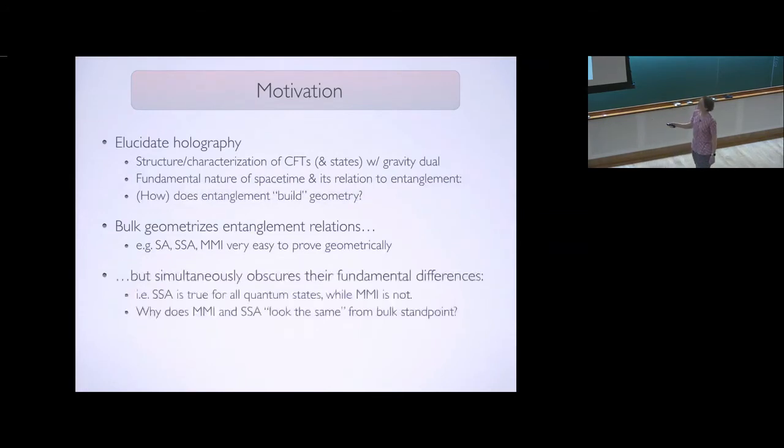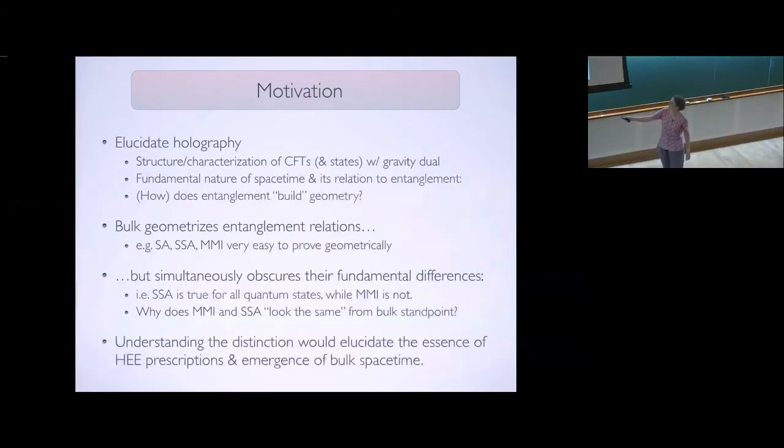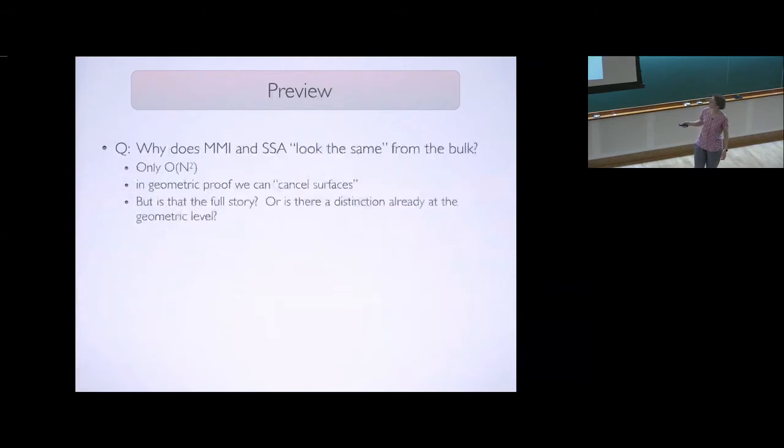But at the same time, this geometrical description seems to simultaneously obscure the differences between these relations, in particular because the proof looks very similar for both the universal quantities relations as well as the non-universal one. It hides that difference between them. And so I want to ask, why is it that according to this geometrical holographic entanglement entropy, these look the same? Why is it that they seem to be fundamentally different? Understanding this distinction would give us a bit more insight into the essence of how the bulk emerges from this entanglement.